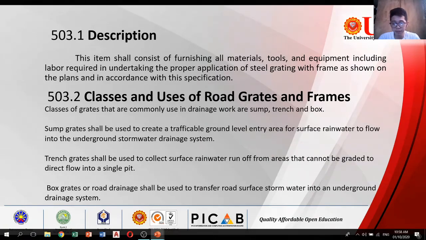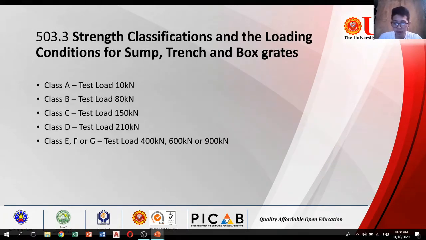plain or hinged. Ang box naman is normally used in conjunction with curved entry. So the addition of the grates significantly increases the hydraulic capacity of the inlet, particularly on steep slopes. In strength, classification, and loading condition for some trench and box grates.